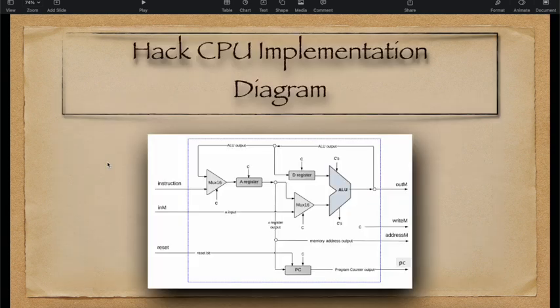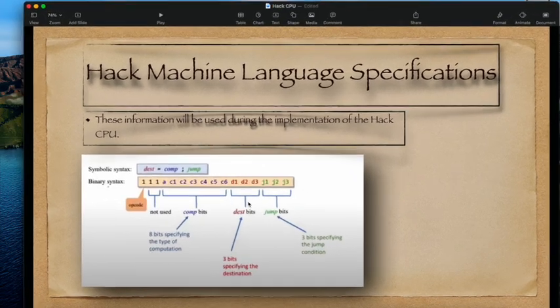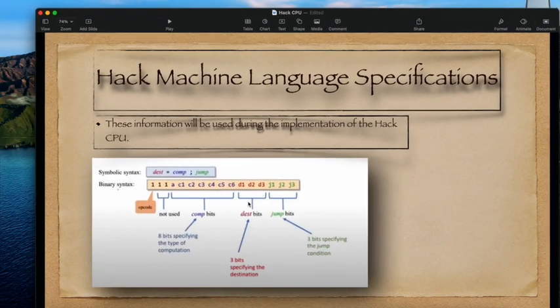So to understand the implementation of the Hack CPU, first we need to go through the diagram. This is a diagram of the Hack CPU. It is very important to understand it to understand the syntax of the code of the Hack CPU. Here is our instruction binary syntax. It is also very important while we go through the syntax of the Hack machine language. So let's begin with the code.